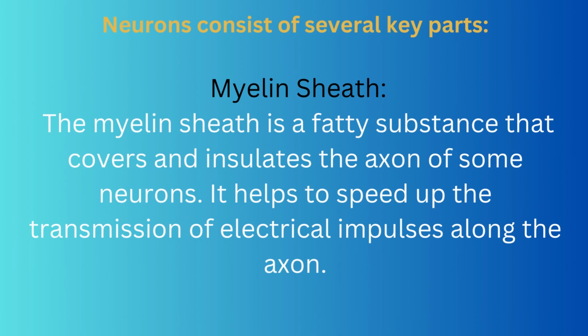Myelin sheath. The myelin sheath is a fatty substance that covers and insulates the axon of some neurons. It helps to speed up the transmission of electrical impulses along the axon.